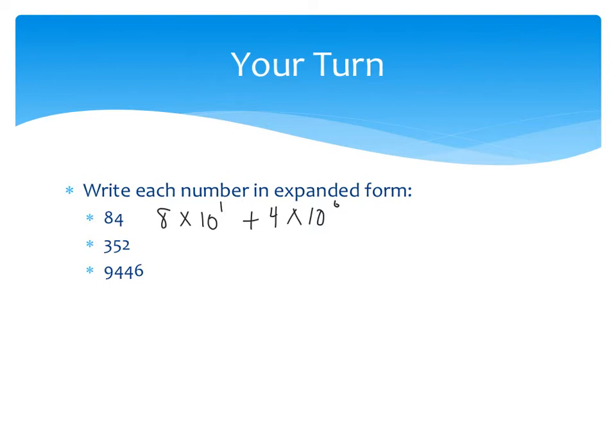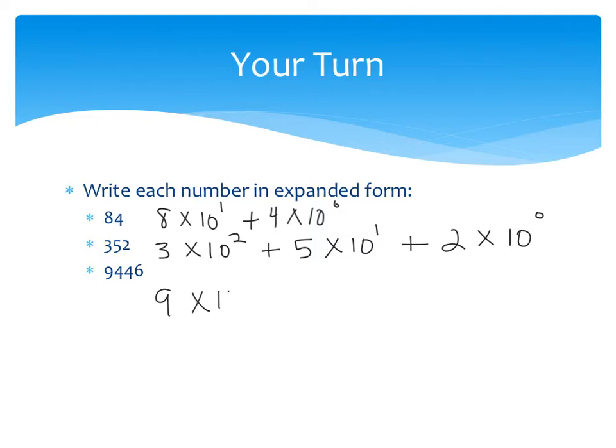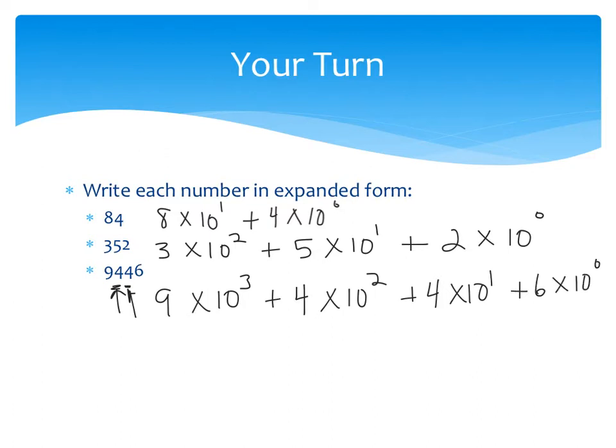If we have 352, then the 3 is in the hundreds place, so I'm going to write that as 10 squared. The 5 is in the 10s place, I'm going to write that as 10 to the first, and the 2 is in the 1s place, so I'm going to write that as 10 to the 0. And finally, if we have 9,446, that 9 is in the thousands place, which is 10 to the third. The first 4 that we see here is in the hundreds place, so that's 10 to the second. The next 4 that we see there is in the tens place, which is 10 to the first. And the 6 is in the ones place, which is 10 to the 0.